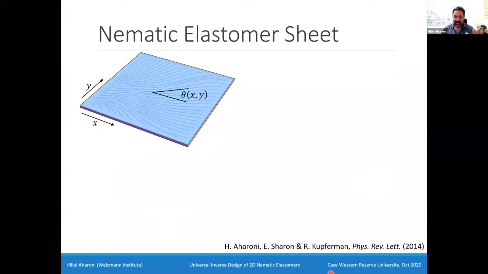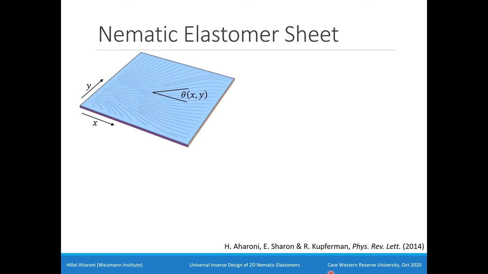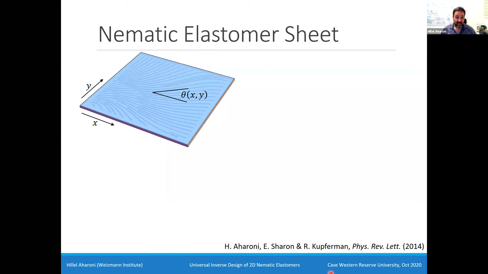So now let's talk about the actual system that I have in mind. Consider a flat nematic elastomer, a flat piece of the plane, where the nematic director is at some angle within the plane. We use the Cartesian coordinates of the plane, x and y, and the nematic director is some field theta of x and y, which is the angle of the director at every point with respect to the x-axis.